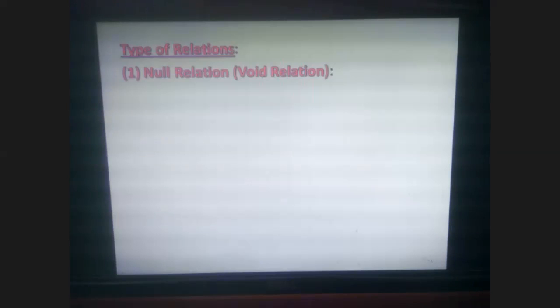We go for now to some types of relations. Are you getting along? We have discussed what is a relation, what is an inverse relation, what is the domain, what is the range, what is a codomain. The notations are very clear.